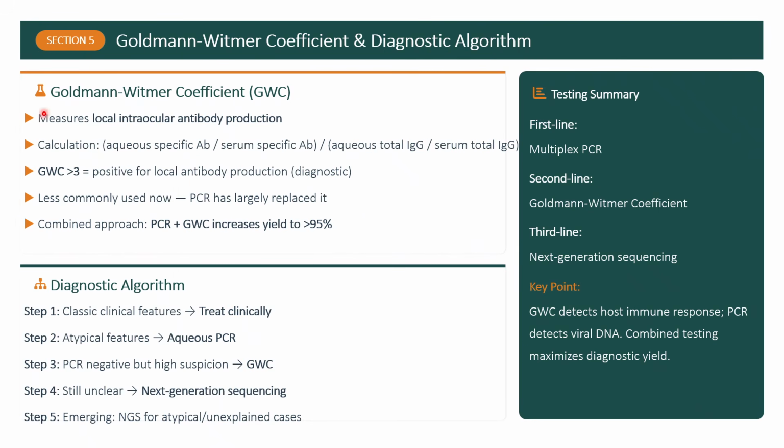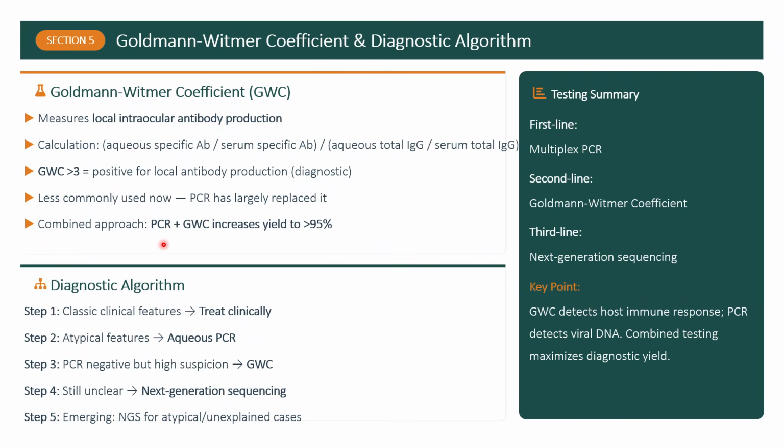As I said, the Goldmann-Witmer coefficient measures the local production of antibodies inside the anterior chamber, and a value greater than 3 is significant. If it is less, you have to repeat your assessment. If you have a negative Goldmann-Witmer coefficient and a negative PCR, this rules out infection.